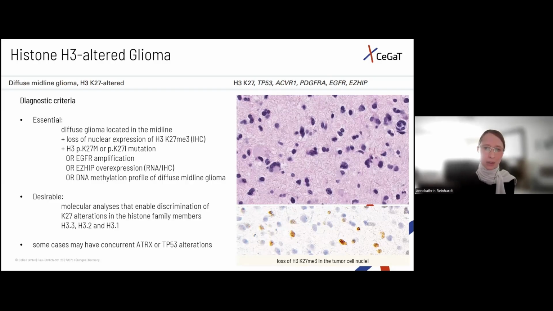Here, the essential criterion is the histone H3 K27M alteration. Very seldomly, you can also encounter histone H3 K27I mutations. So just for your knowledge, but this is very seldom. I can remember one single case I have seen with K27I mutation. What these patients can also have is ATRX mutations in approximately 20% of the cases, and they can also have TP53 mutations.